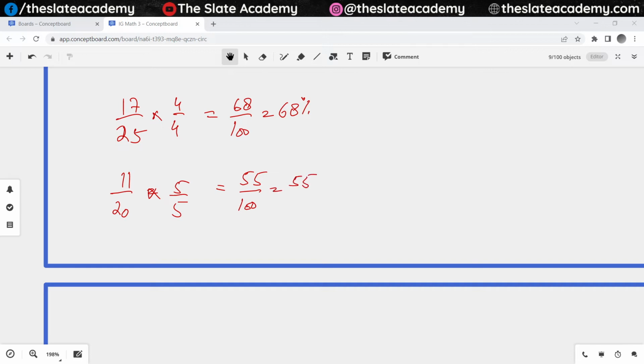Any confusion or any question in these questions? Why did I, in the last one, multiply and divide with 5? What else should I multiply with? I have to convert this 20 into 100. So the only way to do that is to multiply it with 5. 5 twenties are 100. What else do I multiply it with? It would be just 5.